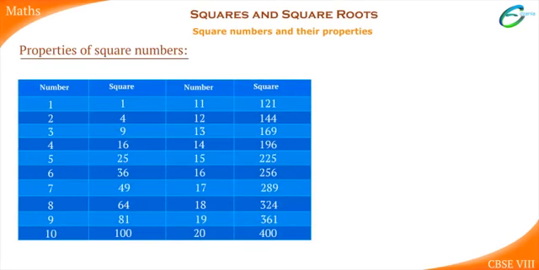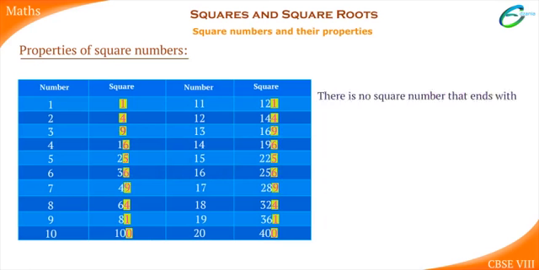This table shows the first 20 natural numbers and their corresponding squares. Did you observe that a square number always ends with 0, 1, 4, 5, 6 or 9? There's no square number that ends with the digits 2, 3, 7 or 8.